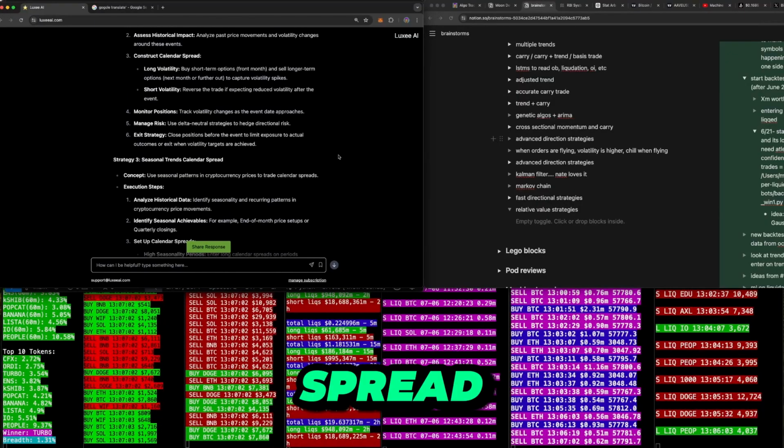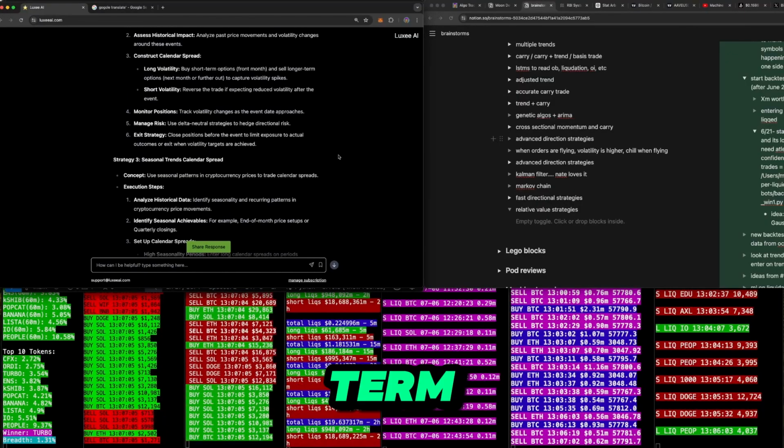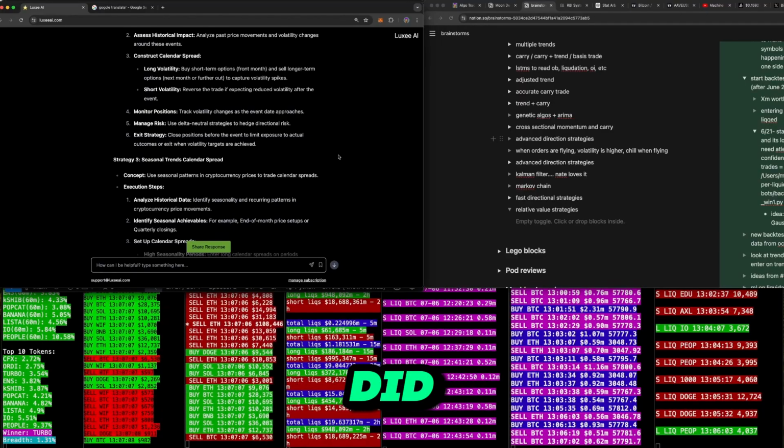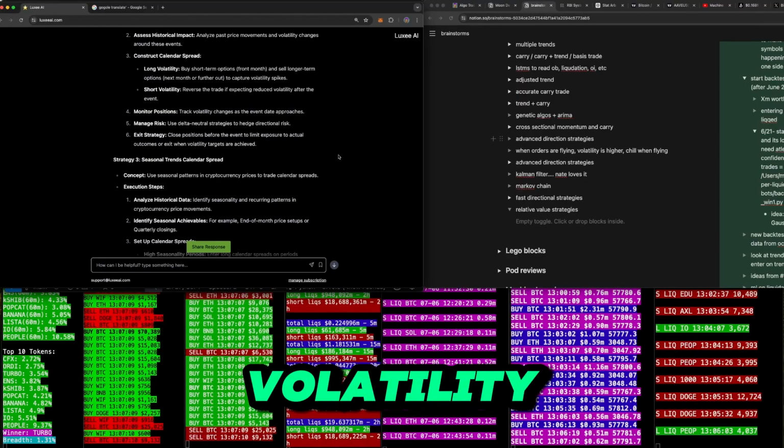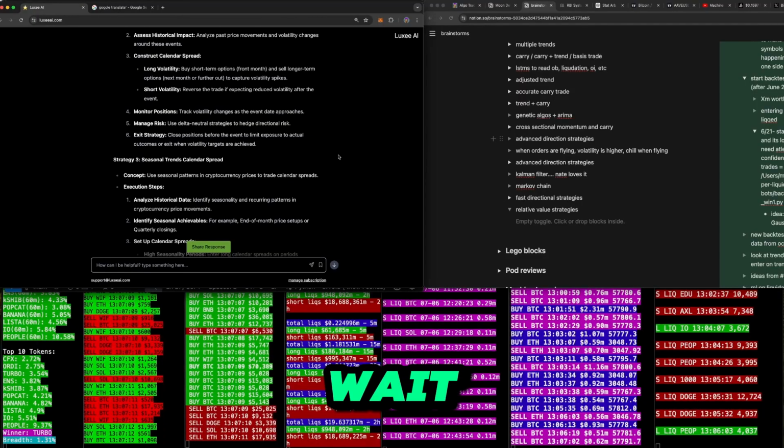Construct calendar spread. Long volatility. Buy short-term options, the front month. Okay, I think we did it right. Monitor positions. Track volatility change. Wait, did we read that?